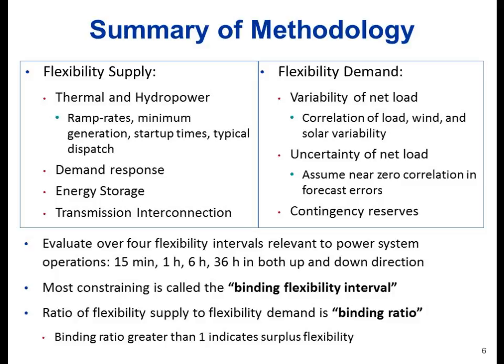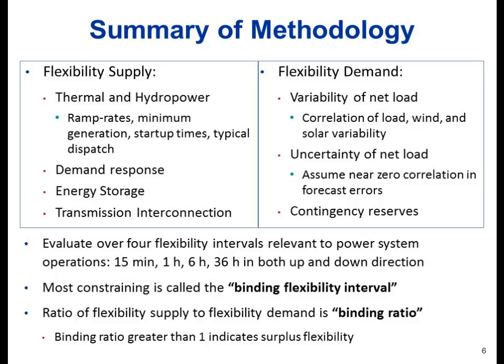This typical dispatch parameter depends on the time interval in question, so it's different for considering flexibility over 15 minutes than it is for 36 hours. And it also depends on the direction, so it's different for the up direction versus the down direction. We base this approach on the IEA methodology, but the parameters that we use come from historical observations of typical dispatch of generators in different regions of the West.